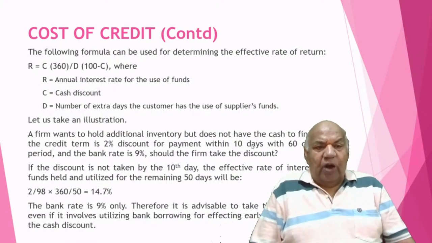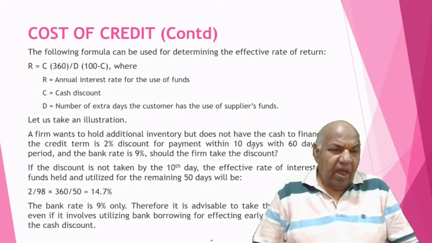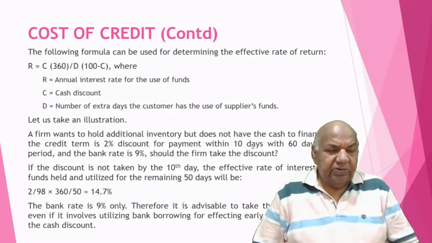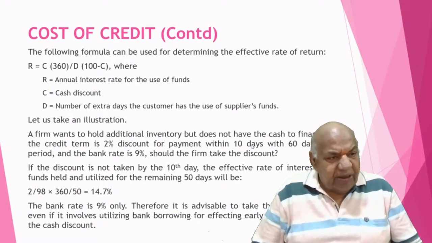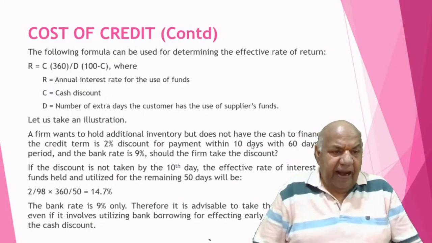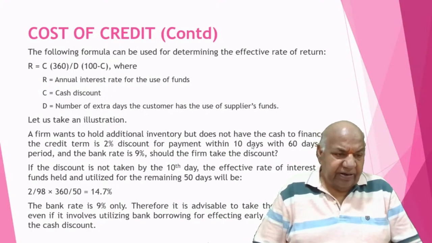The following formula can be used for determining the effective rate of return. R, that is annual interest rate for the use of funds, equal to C, cash discount for the period, and the year will be taken as 360. And D, number of extra days the customer has use of supplier's fund.